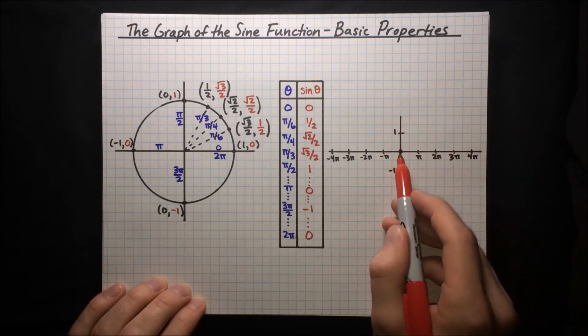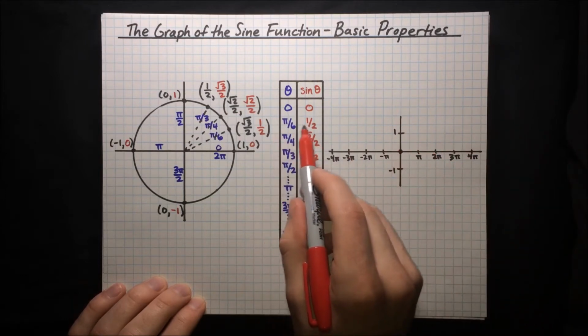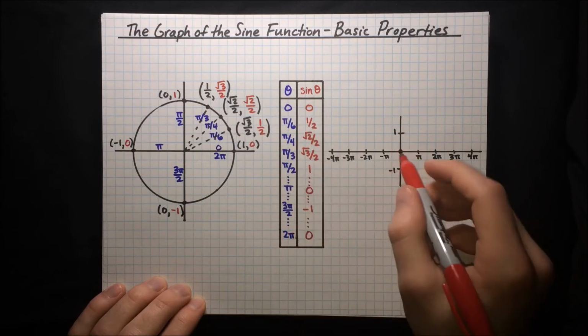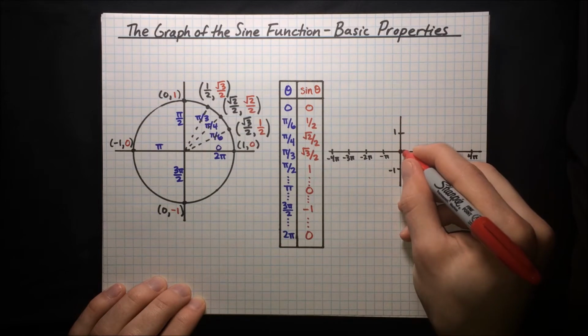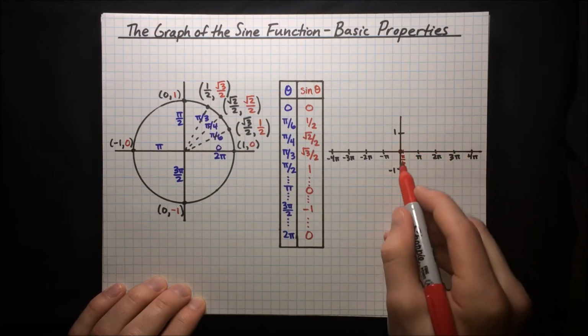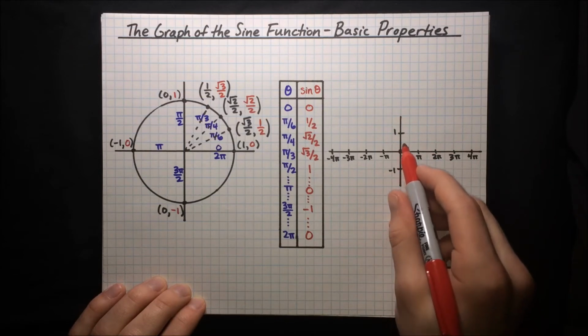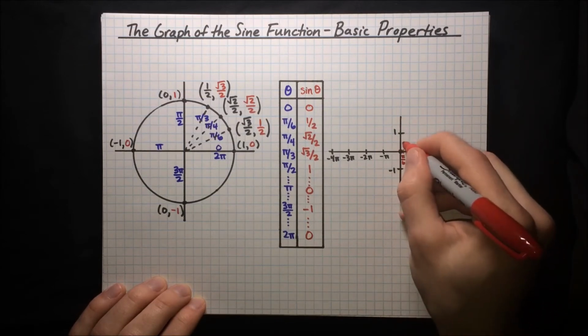Okay, so now when theta is pi over 6, sine theta is a half. So we move a little bit to the right. Let's make a mark for pi over 6. When theta is pi over 6, sine is a half. So we're up to our halfway point right here.